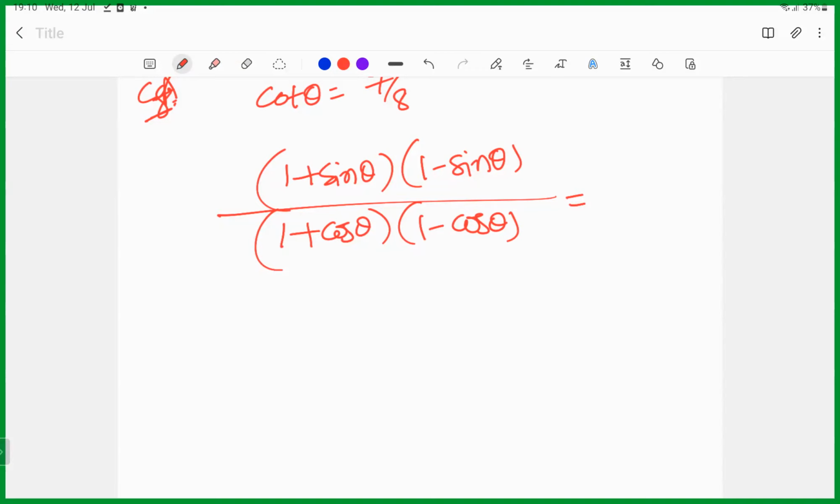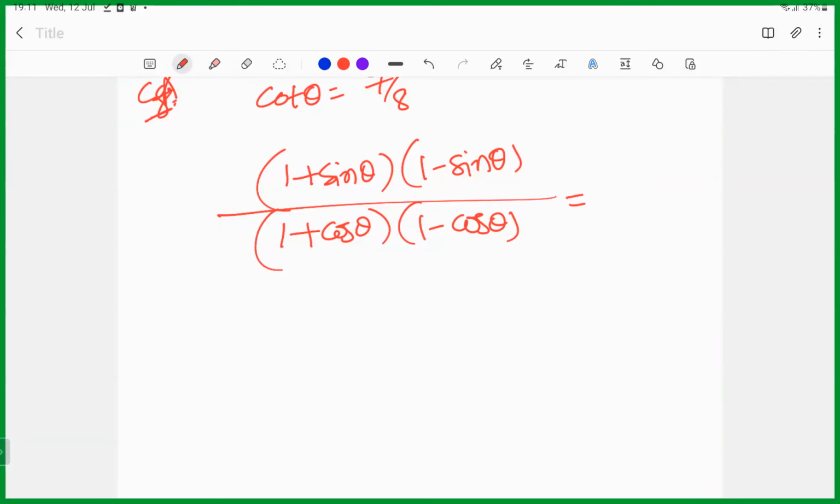64 plus 49. It's not coming? It's not a perfect square. How much is 64 plus 49? 113. It's not a perfect square. What's the way to do it now? The easiest way to do is this.